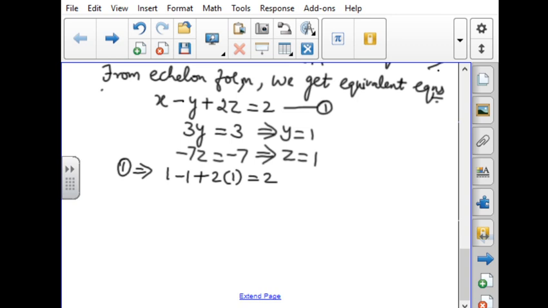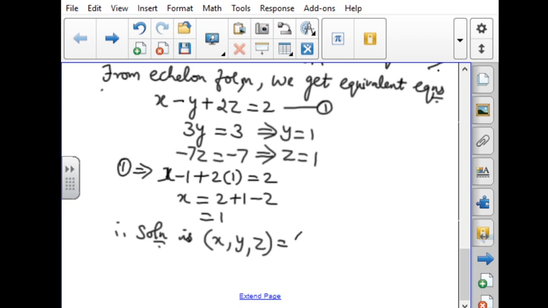It is not 1, it is x. So x minus 1 plus 2 into 1 is equal to 2. So what is the x value? x is equal to 2 plus 1 minus 2. So x is also equal to 1. Therefore, the solution is x, y, z is equal to 1, 1, 1.